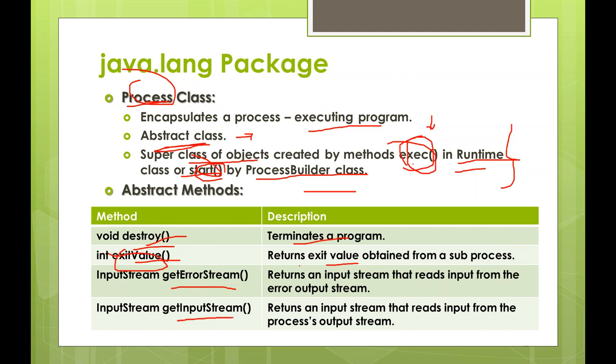So getErrorStream and getInputStream will return an input stream. In the next session we will see the Java IO package, and at that time we will try to understand what these input streams and output streams are. It returns an input stream attached to an output stream. A stream is nothing but a sequence of characters that we can capture and print to the console, or redirect to some other file.